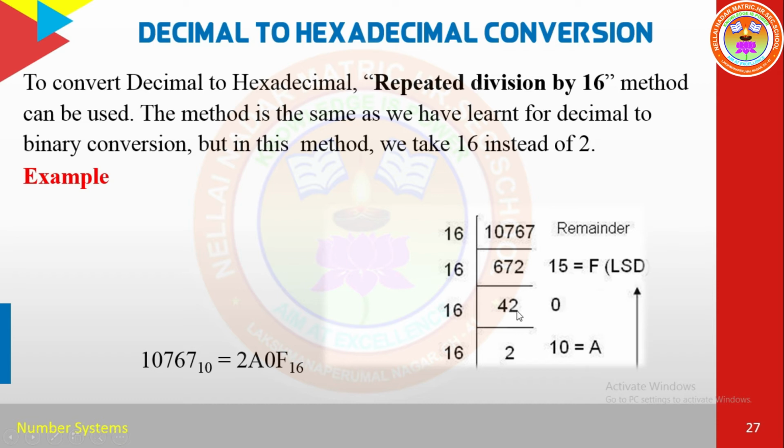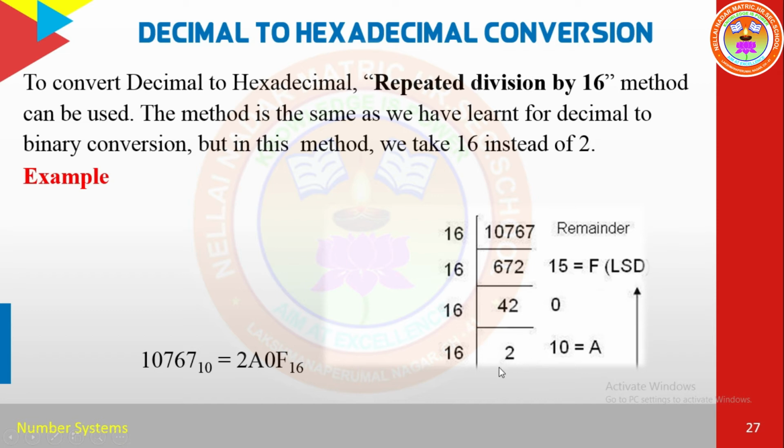Right? That's it. The next time, once again, 16 we are going to divide, that's 42. So how many times? 2 times. So 2 into 16 what? 32. So already 42 is there. 42 minus 32, balance 10. That's it. So already we reached the lower value compared with 16. So we are going to stop the execution.